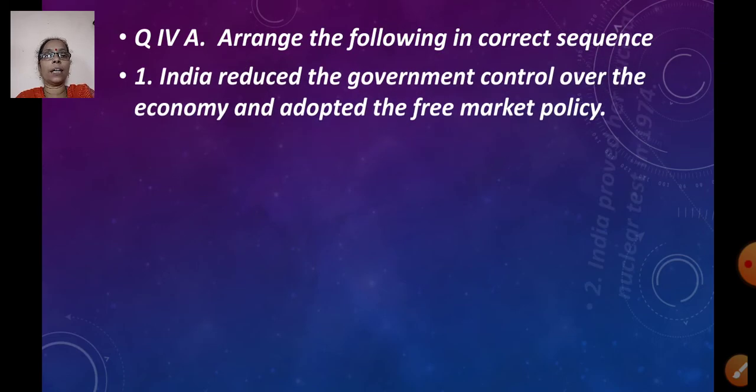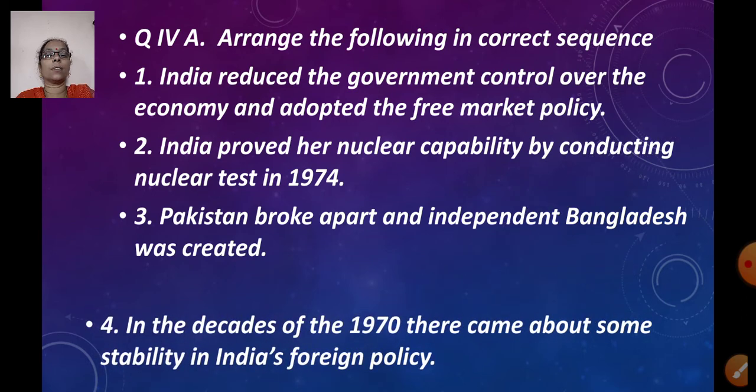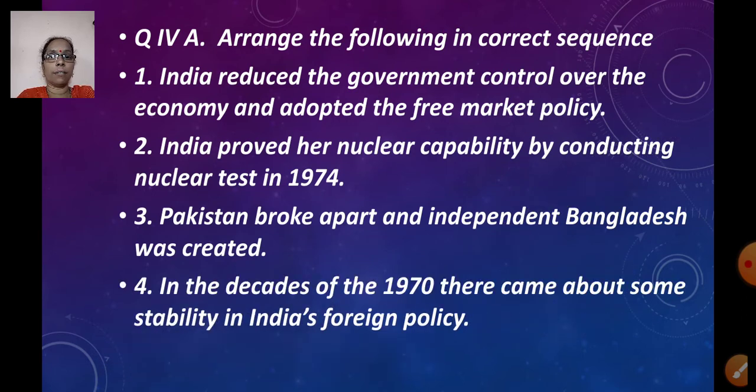Arrange the following in correct sequence. So your events are given. You have to arrange them in a proper sequence. First, India reduced the government control over the economy and adopted the free market policy. Second, India proved her nuclear capability by conducting nuclear tests in 1974. Third, Pakistan broke apart and independent Bangladesh was created. And fourth, in the decades of the 1970s, there came about some stability in India's foreign policy.